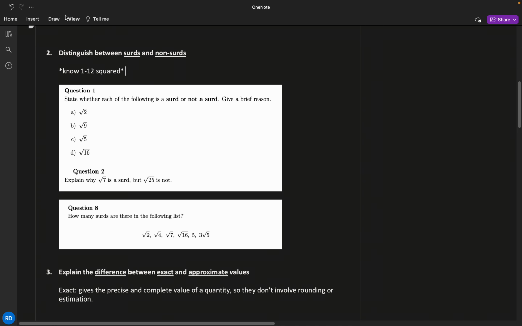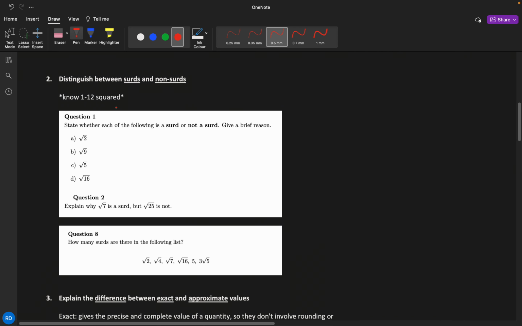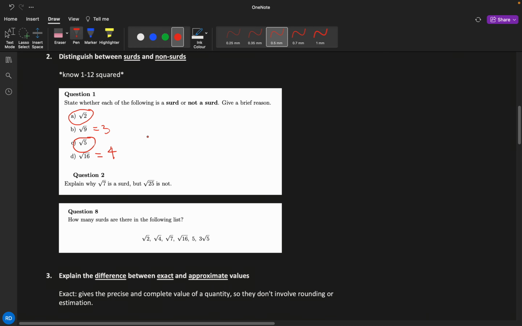I'm just going to change my pen color. Alrighty, state whether each of the following is a surd or not a surd and give a brief reason. So if you know 1 to 12 squared, you'll know that 2 doesn't have a rational square root. So this one's going to be a surd. Square root of 9 is 3, which again you'll know if you know 1 to 12 squared. That one is therefore not a surd. And then root 5, we used that example before, that is definitely a surd because it doesn't have a rational root. And then square root of 16 is 4, which again, you'll know if you know these. So it's pretty simple, just need to know 1 to 12 squared.